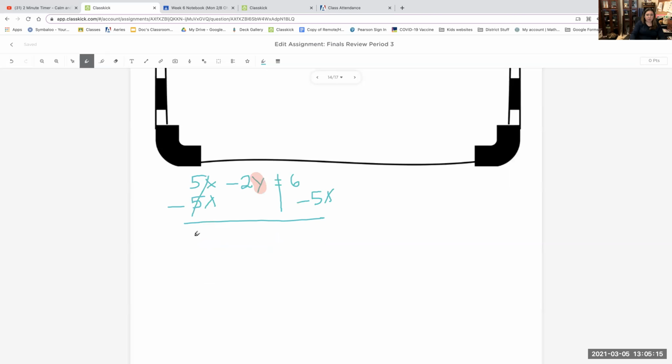The 5x's go away. I'm left with negative 2y equals, and again, I can't combine these guys, so I need to put them side by side. Some of you guys are still not putting the x first. It should be negative 5x plus 6 in that order. The 6 should not be in front of the x.